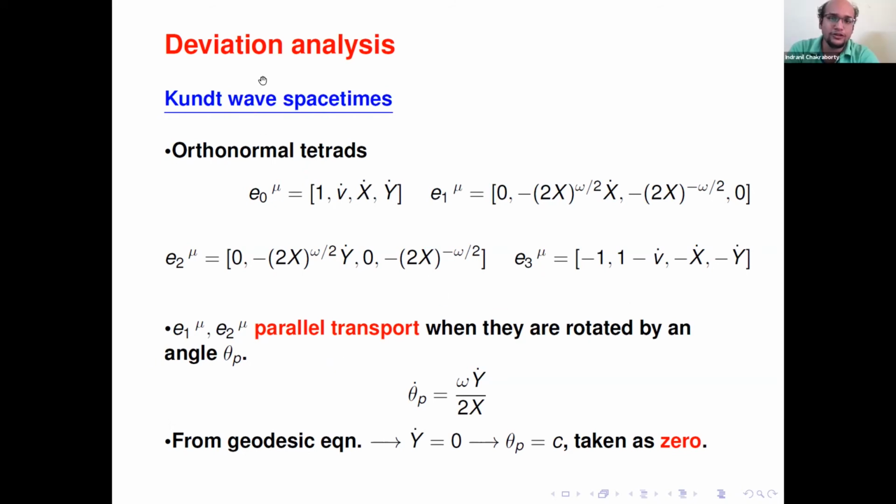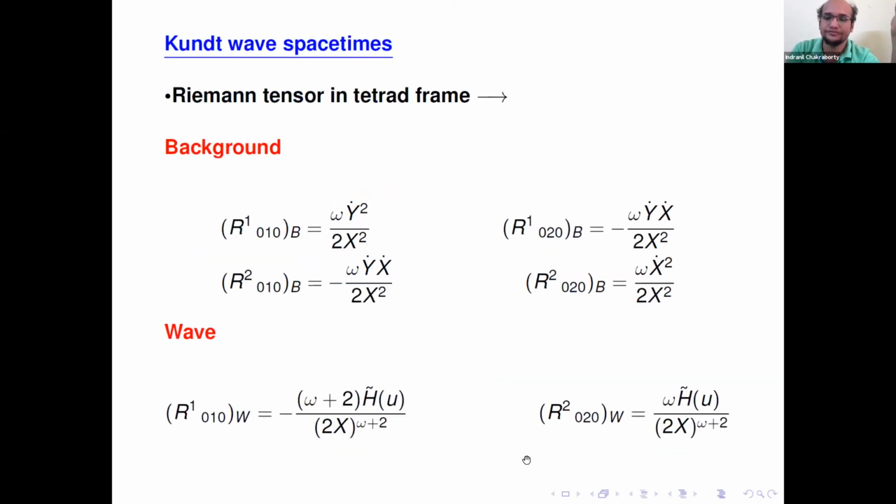So now for the Kundt wave space-time, we solve it. For the orthonormal tetrads, we construct orthonormal tetrads which are like this. So e1 and e2 do not perform parallel transport, but they are given a rotation to make them parallelly transported. This rotation is theta. So this theta dot is proportional to y dot. And from the geodesic analysis, this y dot is zero for Kundt wave space-time. So theta is constant, which we take as zero.